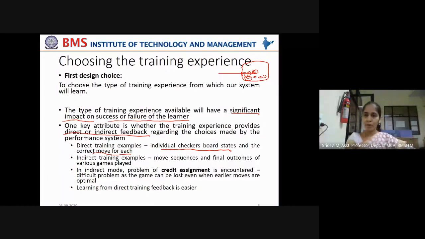Okay, so a coin when moved from this part to this part, or from this state to this state, that is an individual board state, and the correct move to the next state. Correct move for each of these coins, those are training examples. The training examples are individual checker board states, this state, this state, this state, this state, and if the coin is here, this state. All these are individual checker board states, and the correct move for each state.